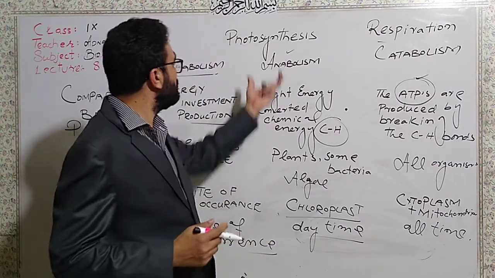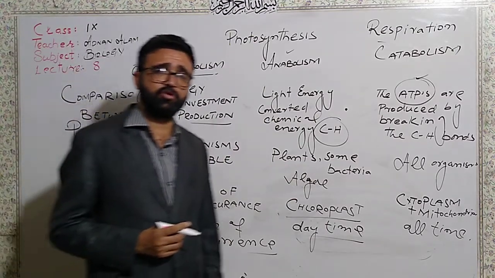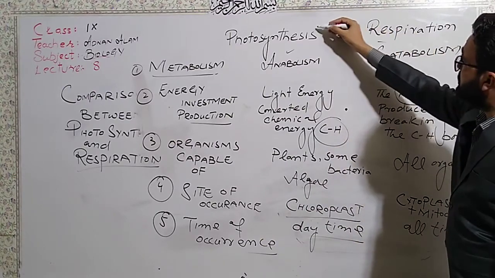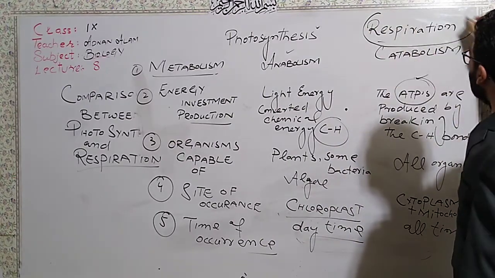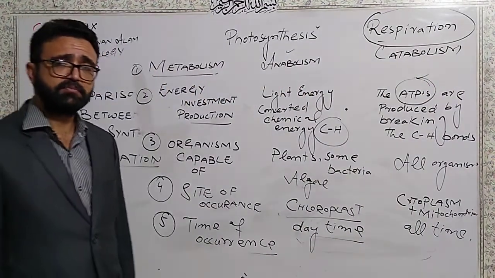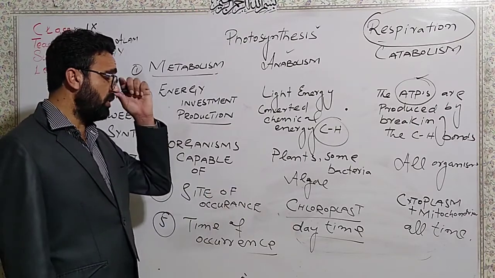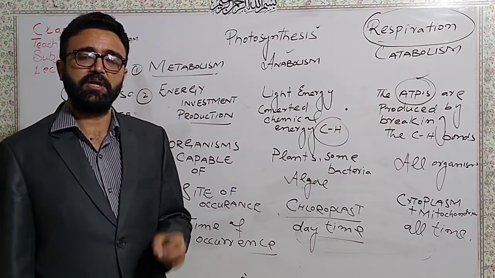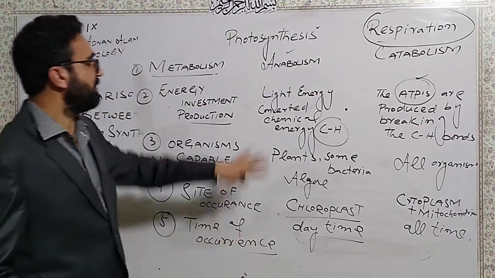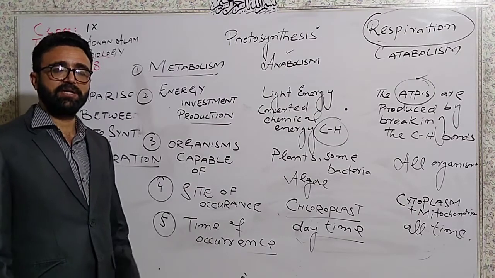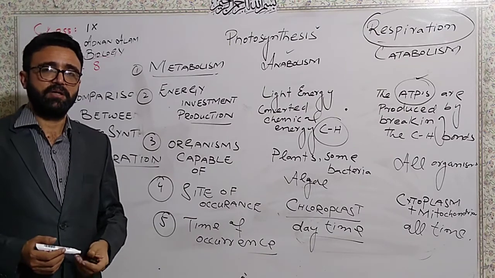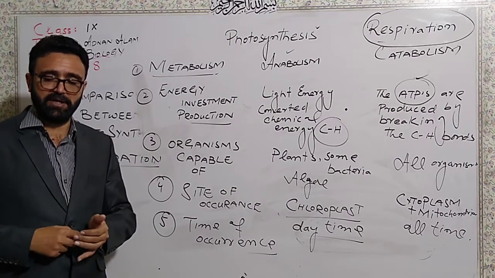But in animals there is no photosynthesis at all because they are heterotrophic. They have no machinery which is capable of performing photosynthesis. But respiration all animals can perform, whether aerobic or anaerobic. All organisms, whether plants, bacteria, fungi, or animals, can perform respiration, and respiration is a continuous process. So this is the comparison between photosynthesis and respiration.